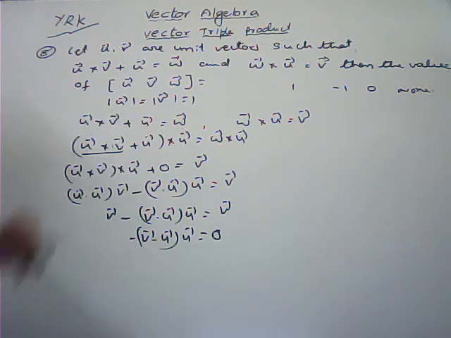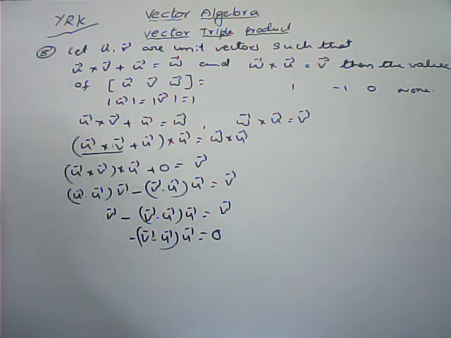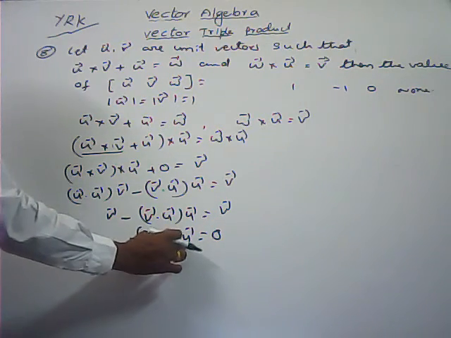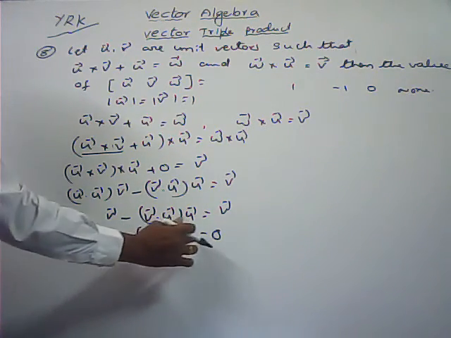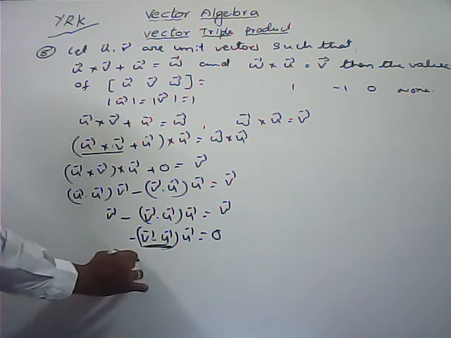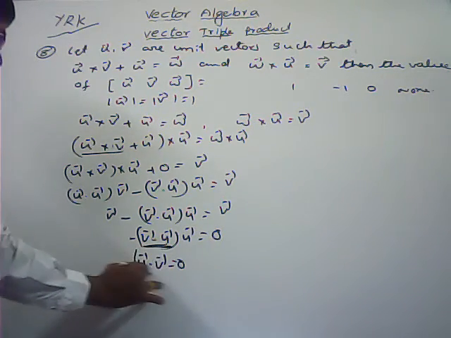Here U bar is a unit vector, so it is a non-zero vector only. Why? Because its modulus is 1, so this is not a zero vector. So the product being equal to 0 means U bar dot V bar should be equal to 0. Here we got one relation.